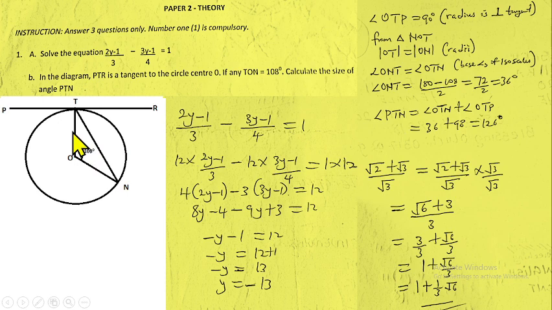This angle here plus OTP, which is this one here, which is 90, should give us 126 degrees.